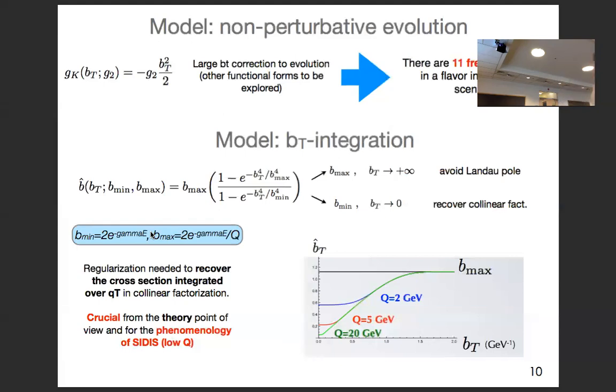especially of SIDIS. And as I said, other possibilities are there for integrating over the b variable, and we are also exploring how dependent our results are on these other possibilities, these other prescriptions. But what about the b star?